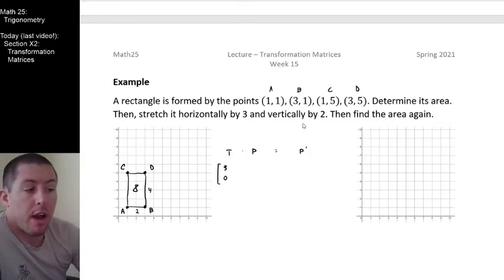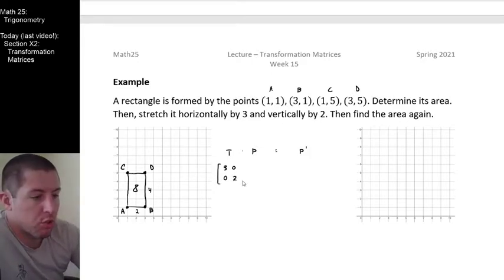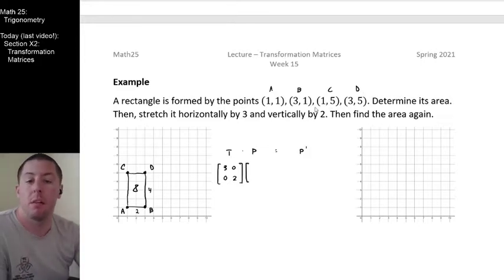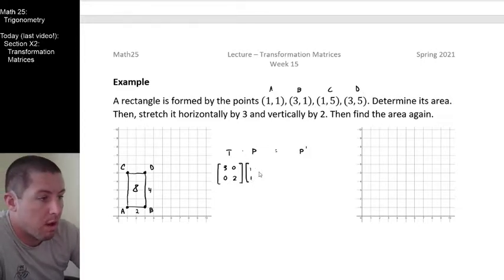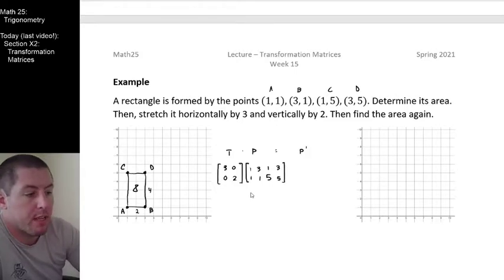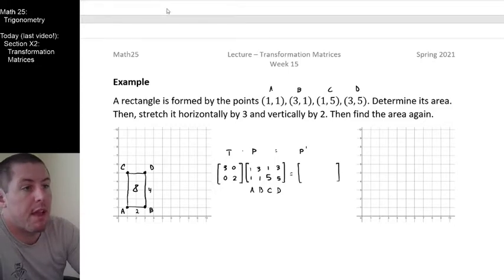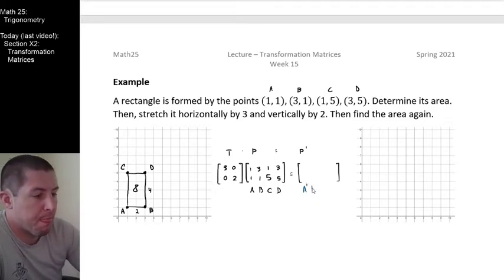What's our new y step? Well, rather than going up by 1 for every y step, I want to go up by 2 for that stretch of 2. So [3, 0; 0, 2] is my good transformation matrix here. What's my point matrix going to look like? Well, it's just going to look like A, B, C, D, all written as column vectors, right? So this is going to be (1, 1), (3, 1), (1, 5), and (3, 5). I can see this is A, B, C, and D. And what I know I'm going to get out over here is my final point matrix, and it should be representative of A prime, B prime, C prime, D prime.